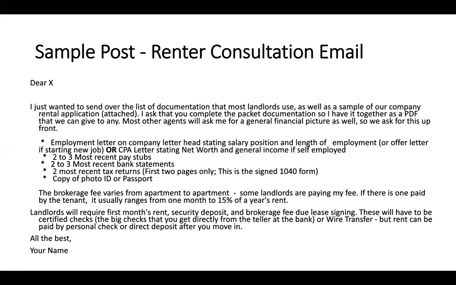And this is what they need: the employment letter or a CPA letter if they're self-employed, 2 to 3 months of bank statements, pay stubs, tax returns, photo ID or passport. And if they say, hey, I don't want to give you this until we're ready, say, not a problem, right? You don't have to get this, but have this all ready, because if we see an apartment that you want, especially in this market, you will need to apply on the spot. So if you're taking time to get all this together, you will probably lose the apartment, right?